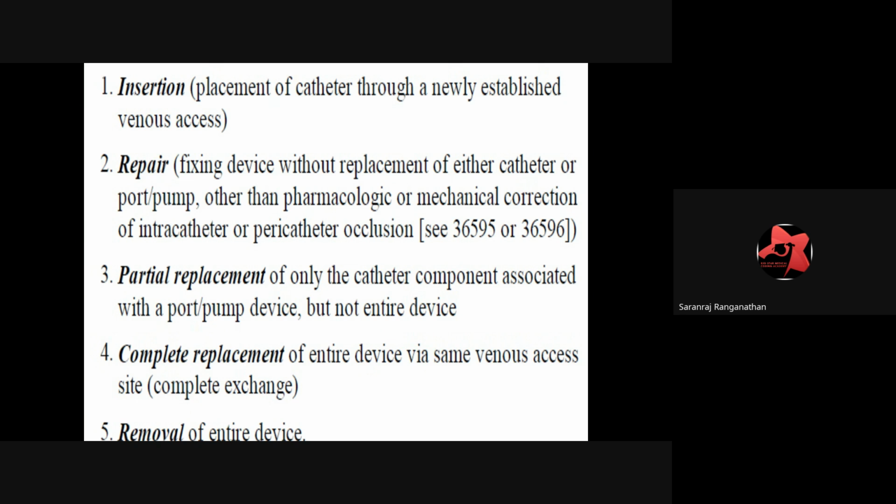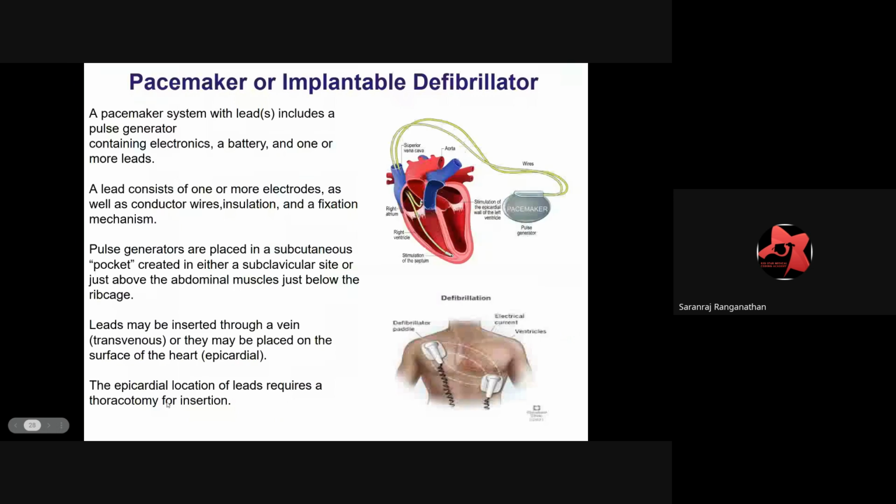that is a partial replacement. Then complete replacement means the entire device they will remove and replace, that is a complete replacement. Okay, so we can use that complete replacement code for that. Then removal of entire device. These two are replacement, but removal means we are entirely removing the device. That is a removal of entire device. Okay.